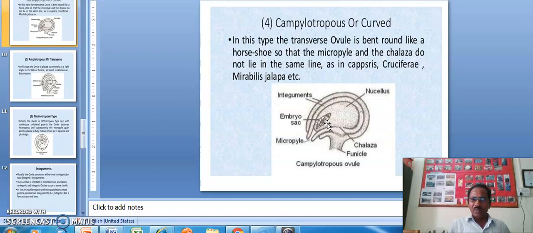Campylotropous or curved ovule. In this type, the transverse ovule is bent round like a horseshoe, so that the micropyle and the chalaza do not lie in the same line. It is found in Capparis, Cruciferae and Mirabilis jalapa. This is the campylotropous ovule.